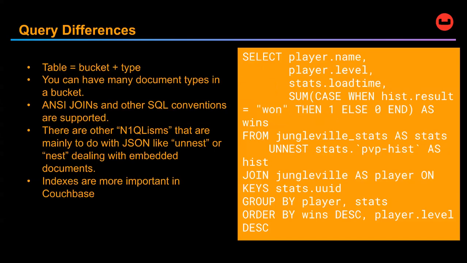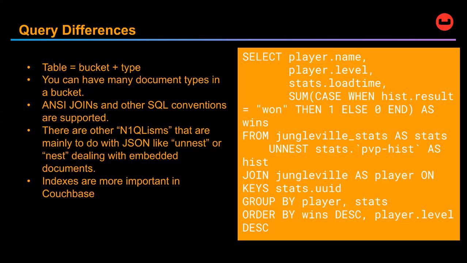We do support, so keep in mind the differences. The table equals bucket plus type. You can have many different document types in a single bucket. There are ANSI joins, and we do support other SQL conventions, but there are some SQL dialects called N1QL or NQL. There are other sort of JSONisms, basically, like unnest and nest when dealing with embedded documents.